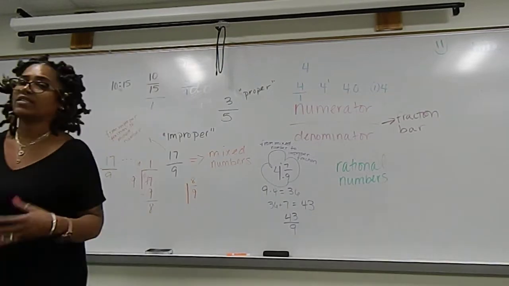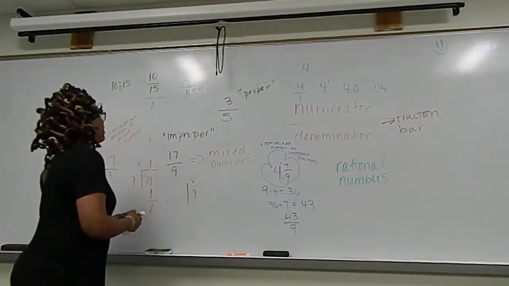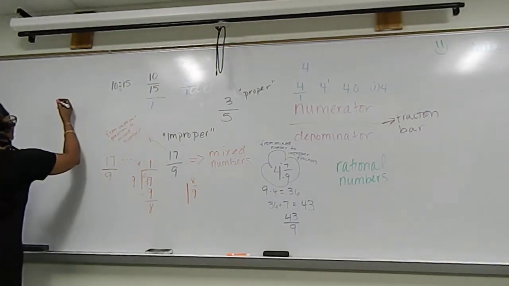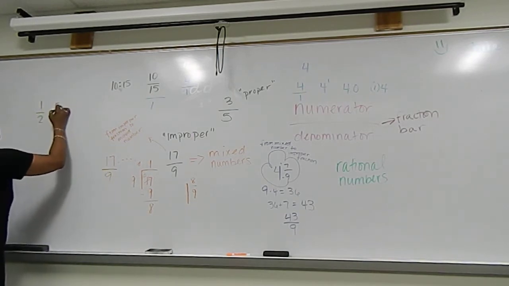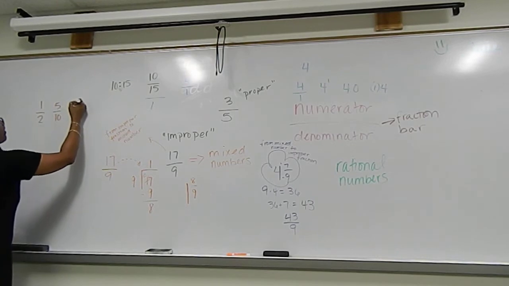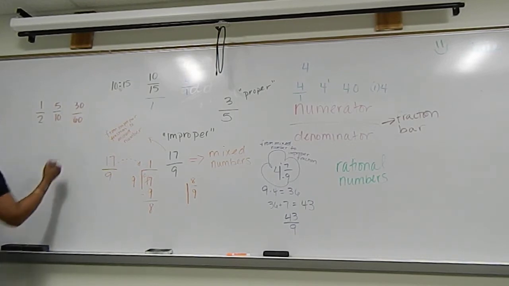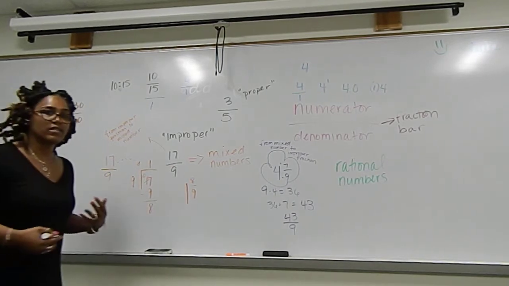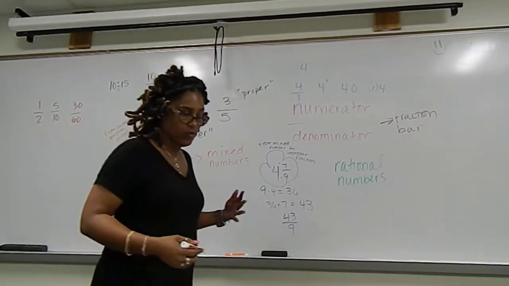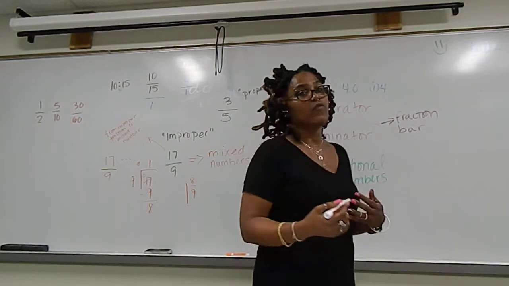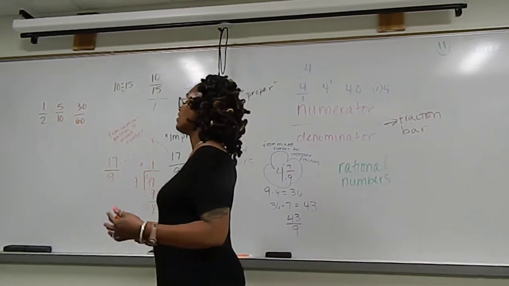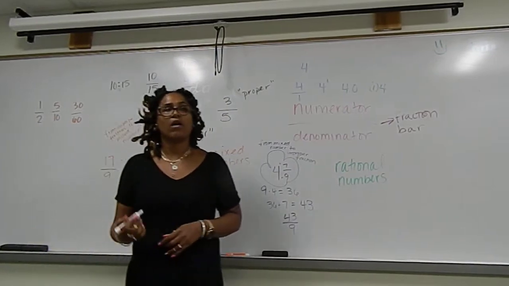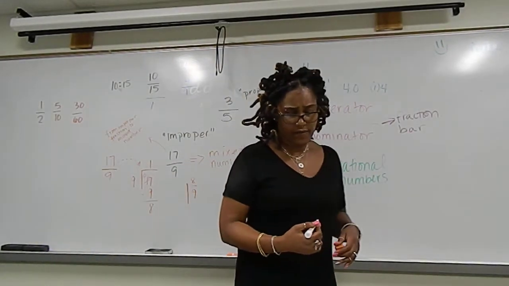Fractions that have the same value, right? What that looks like is that you have 1/2, you have 5/10, we have 30 over 60. All of these represent the same value, and that value is half. Those fractions are called equivalent fractions, fractions of equal value, and they won't always reduce down to 1/2.